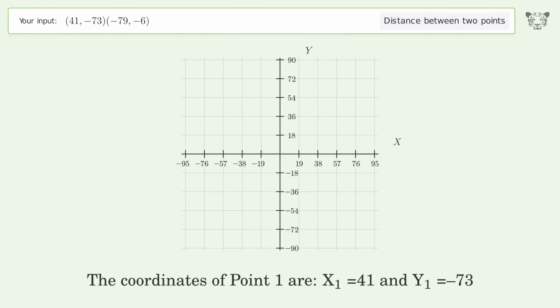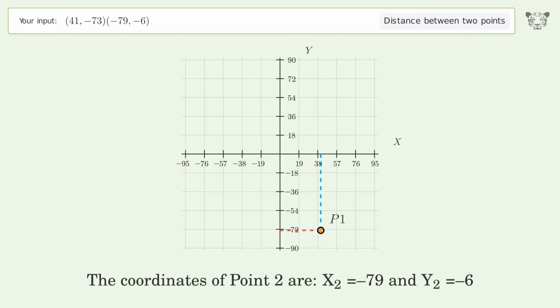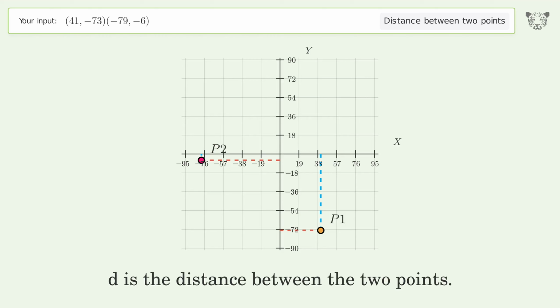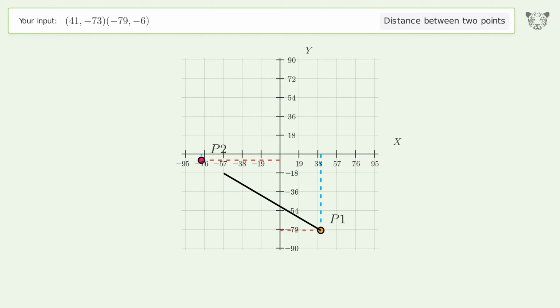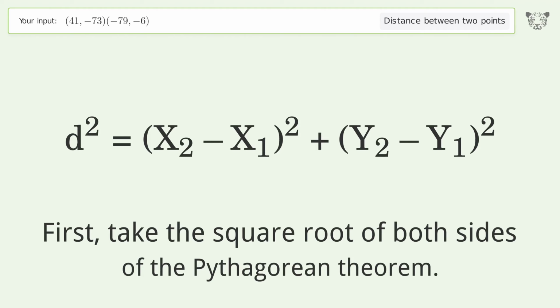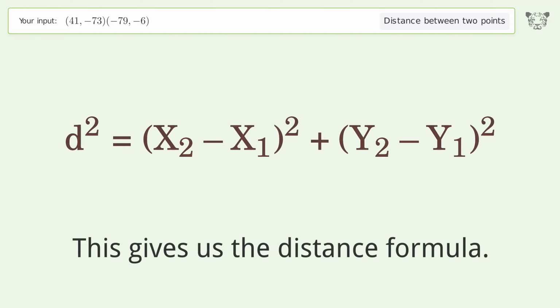The coordinates of point 1 are x1 equals 41 and y1 equals negative 73. The coordinates of point 2 are x2 equals negative 79 and y2 equals negative 6. D is the distance between the 2 points. First, take the square root of both sides of the Pythagorean theorem. This gives us the distance formula.